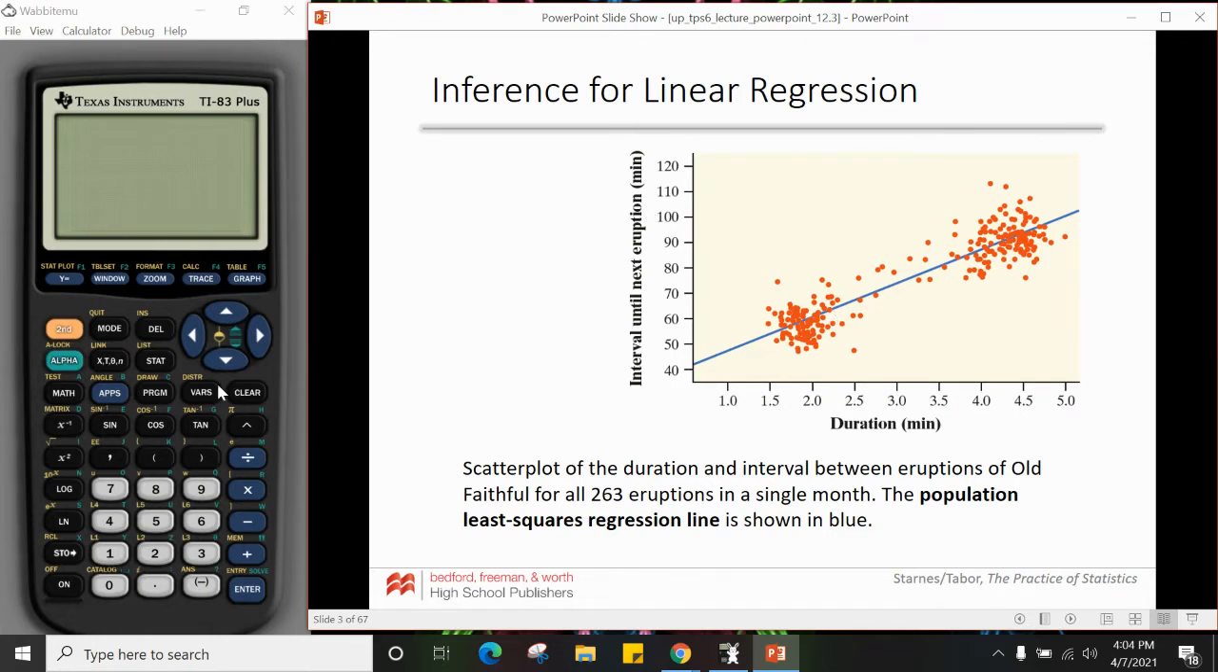And then we were able to draw in this blue line, which is the population least squares regression line. Now, this is the population least squares regression line for that month, right? It was every single data point for that month. So that's why it's the population least squares regression line.